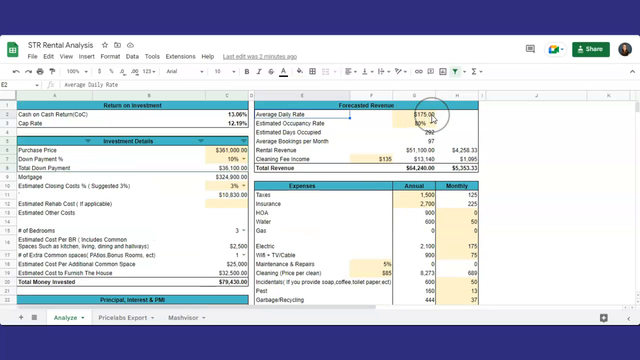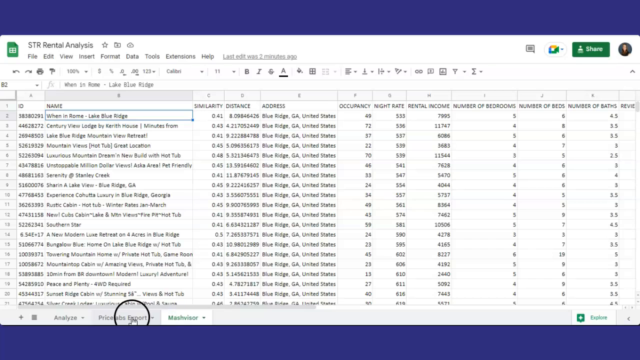And so here on the right, you can see that we have the revenue, and I have an average daily rate, and I have an occupancy. So the way you get this is through either using PriceLabs or AirDNA. And this is what their export looks like. You can see here it gives you the occupancy rate, the nightly rate, rental income, and then kind of the specifications of the specific Airbnbs.